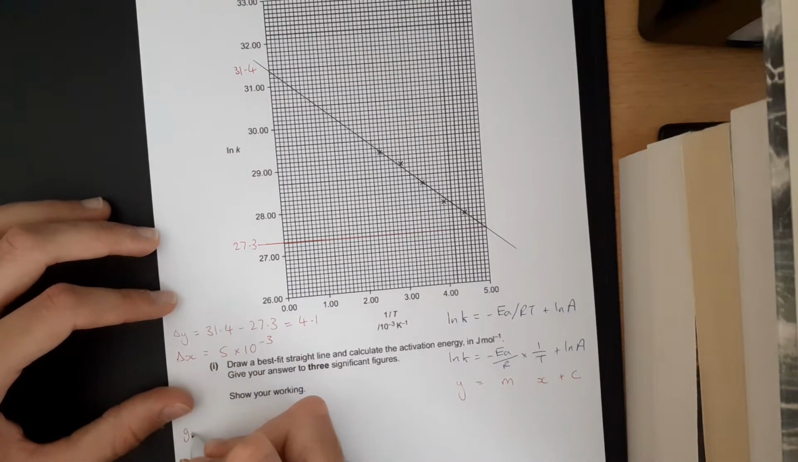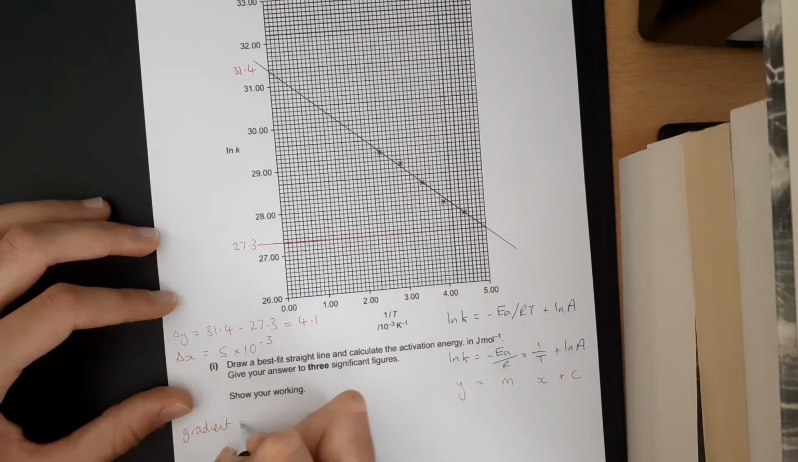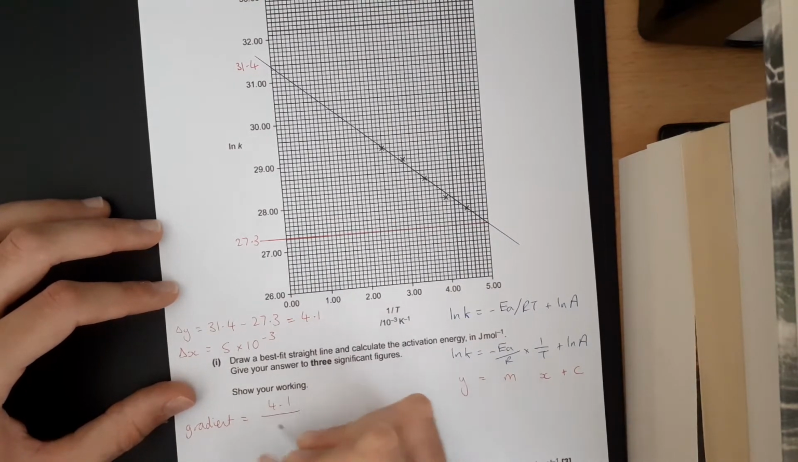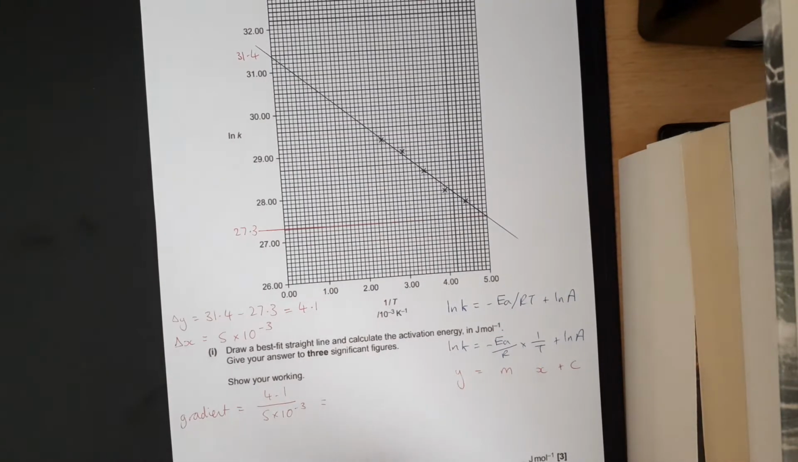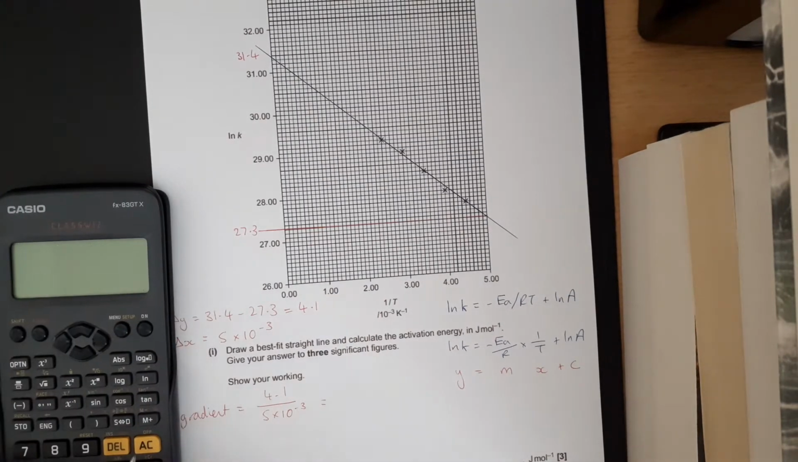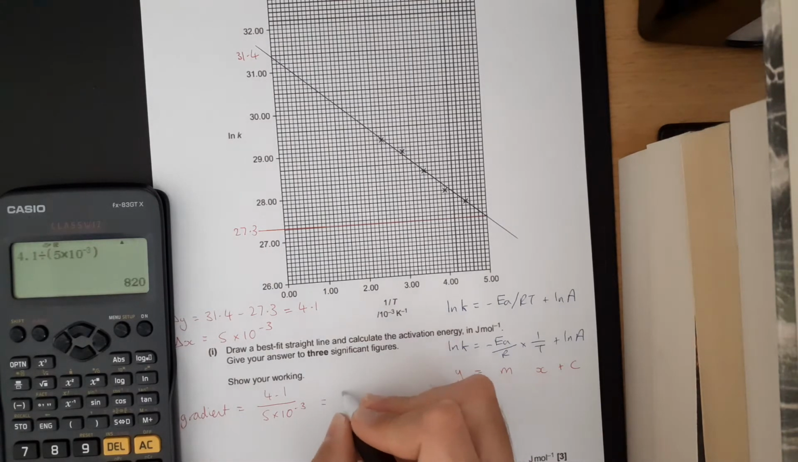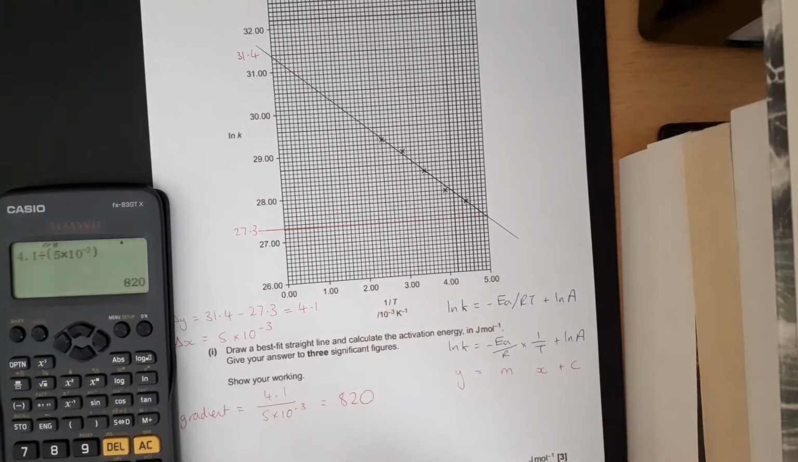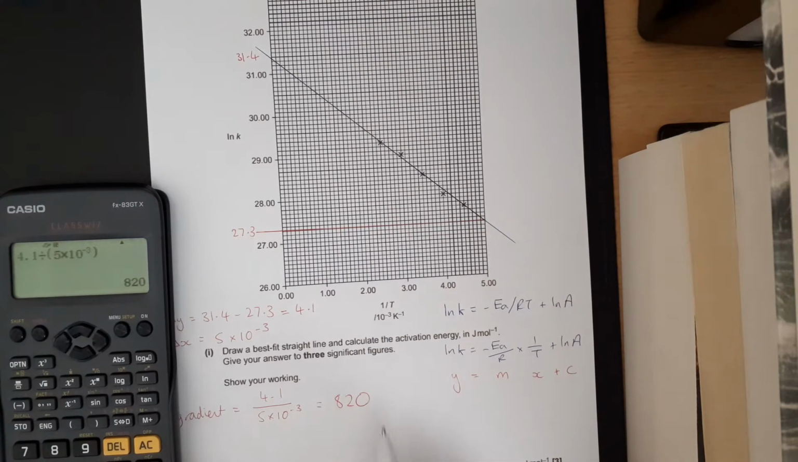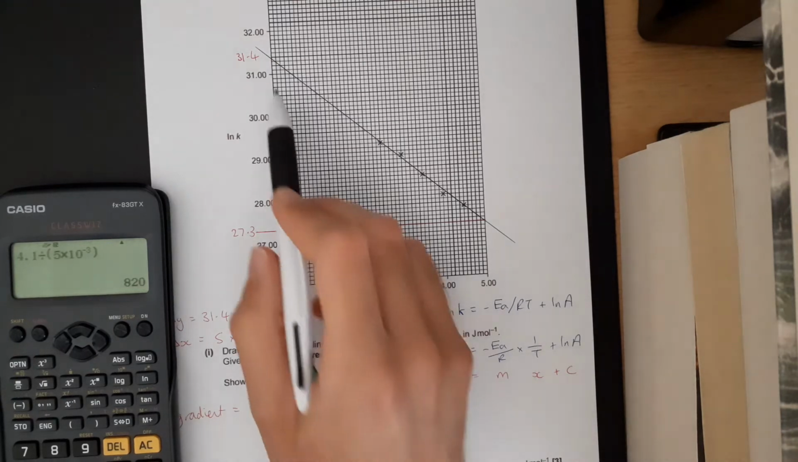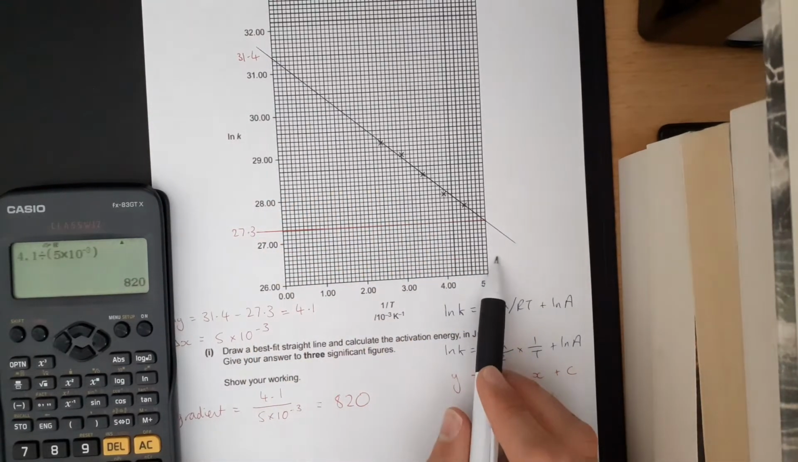Therefore, the gradient is going to be 4.1 divided by 5 times 10 to the minus 3. So if we calculate that, we end up with a gradient of 820. And we mentioned this in the first video, but look at the graph. The gradient is not 820, is it? It's minus 820. This is clearly a negative gradient.